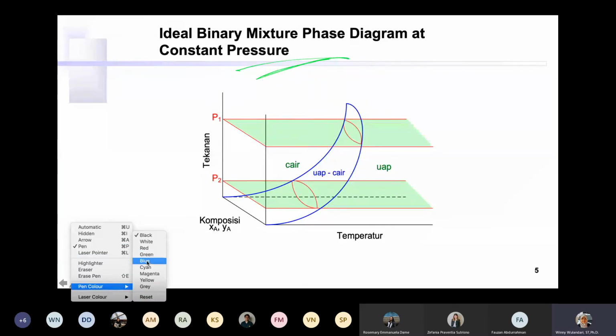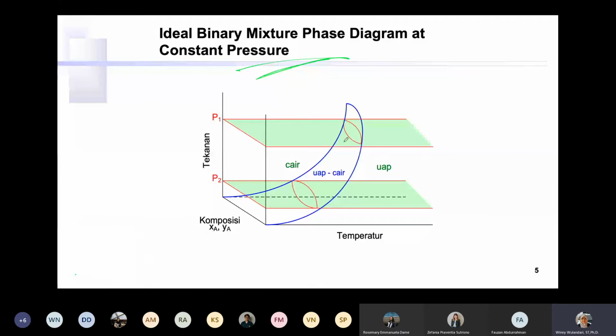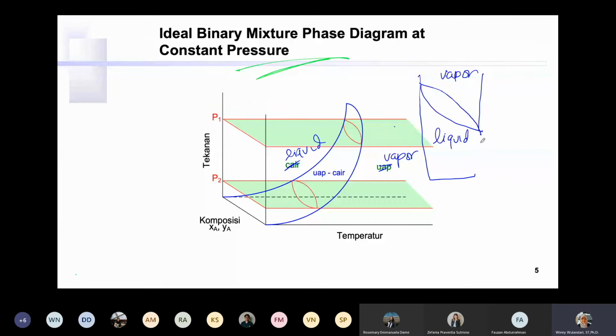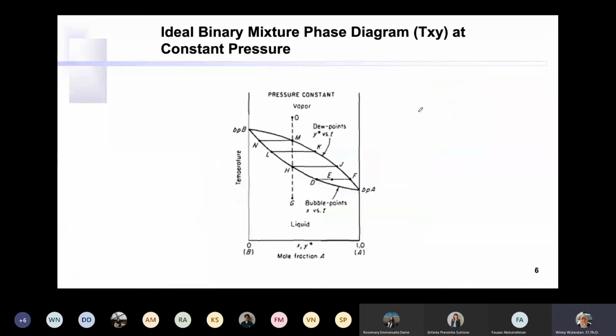Okay, similar. So for a constant pressure, you end up with some sort of area here. The top one is going to be the vapor, or uap, and the lower one is the liquid. So this side would be liquid. If I want to draw them in 3D, this is X, Y, and this is T. So it would look like this.